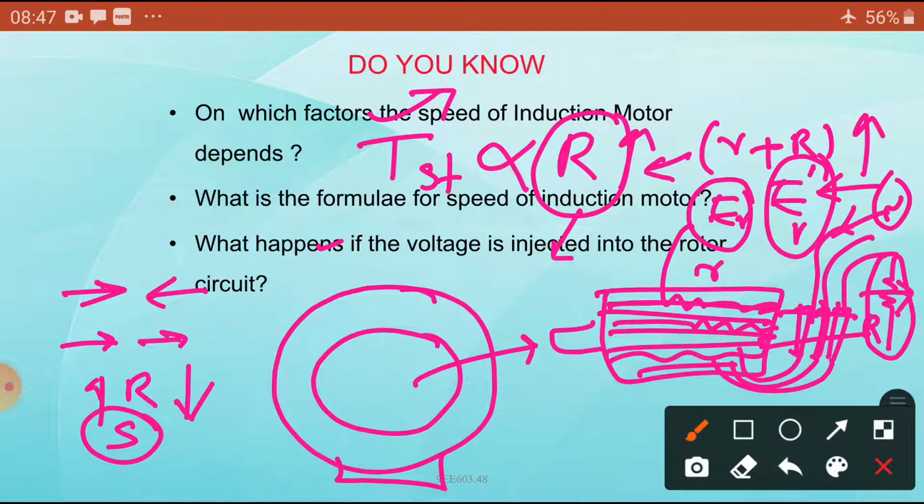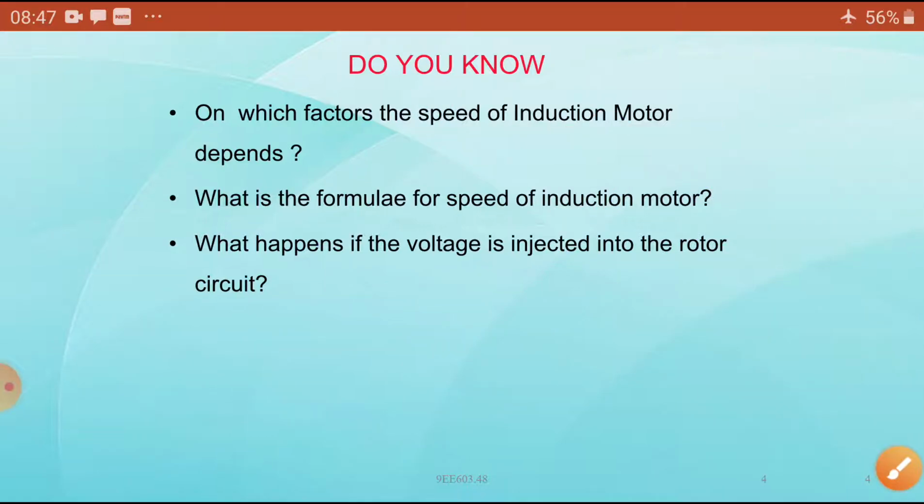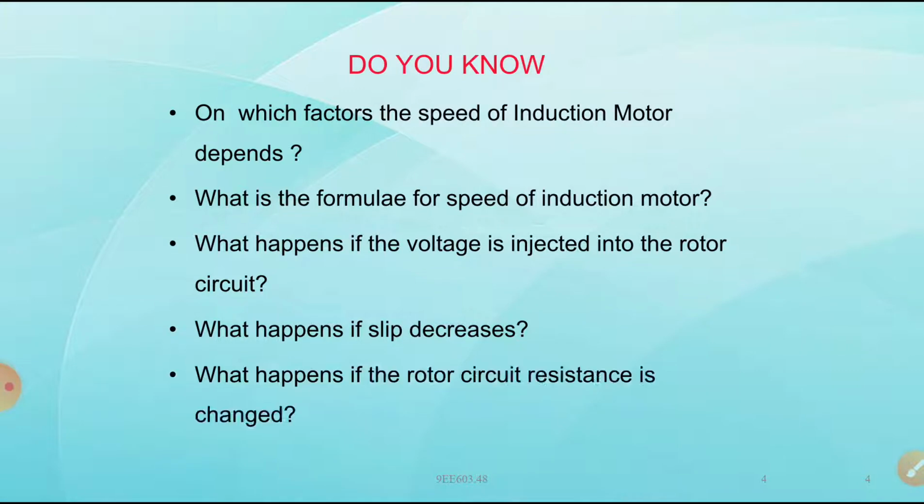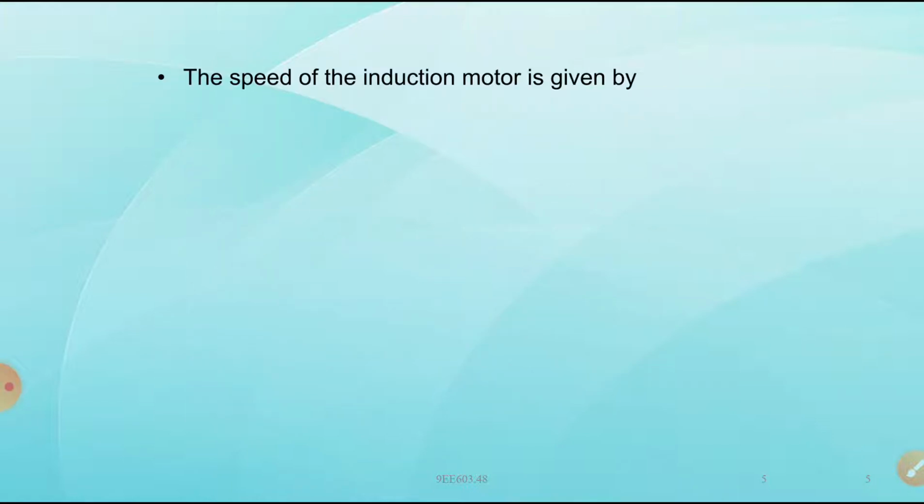This is the concept. Okay, let us see it in detail. What happens if the slip decreases? If slip decreases, speed will increase, because slip and speed are always inversely proportional. What happens if the rotor circuit resistance is changed? The slip will change, correspondingly the speed changes, and correspondingly the starting torque also changes.